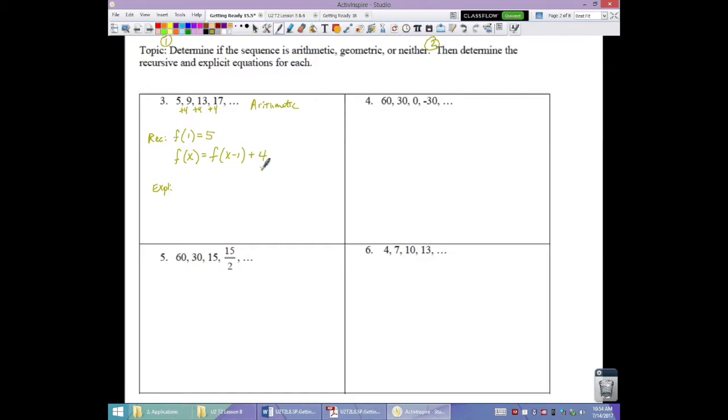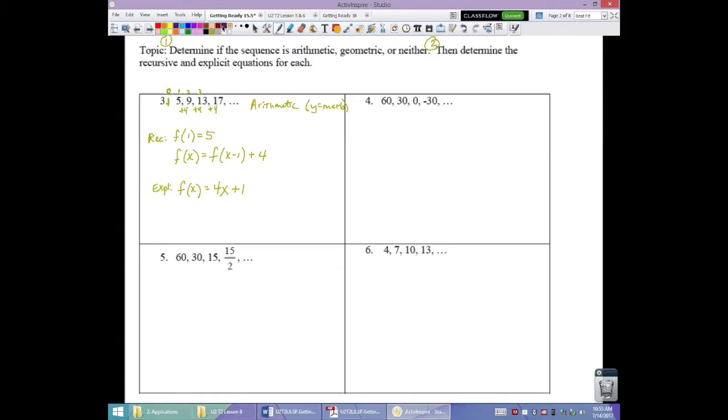For your explicit equation, being that it's arithmetic, it needs to look like y equals mx plus b, slope-intercept form. So we're going to say f of x is equal to our constant rate of change, 4, times x. Now the plus b, our b stands for our 0th term. Well, we don't have that in this sequence, but we can extend our pattern in reverse. If this is the first term and the second and the third, the 0th is 1 before the 5. Well, if we had been adding 4, we would have to subtract 4 and say our 0th term would have been 1. So f of x is 4x plus 1.